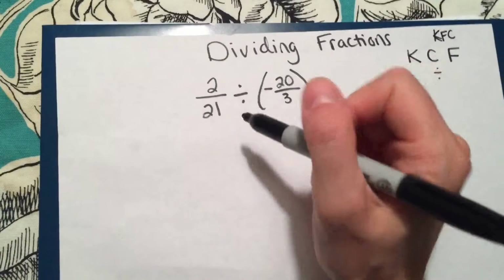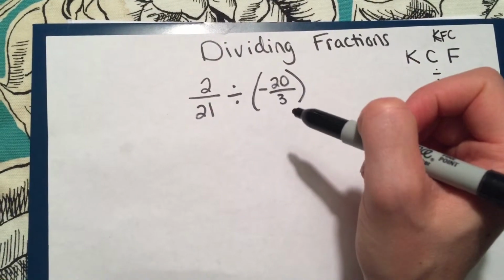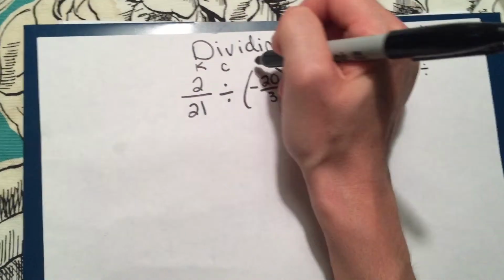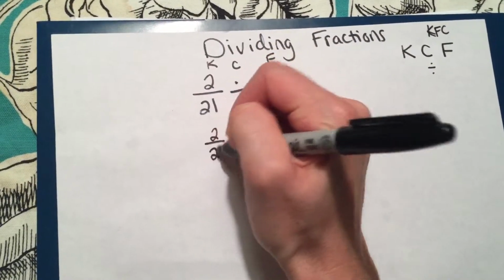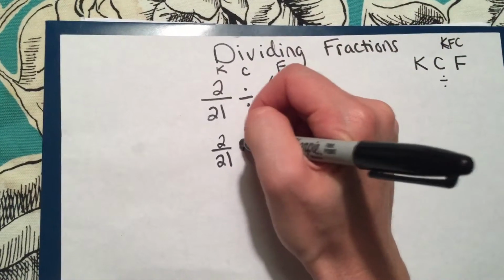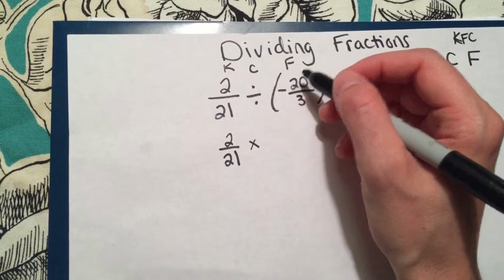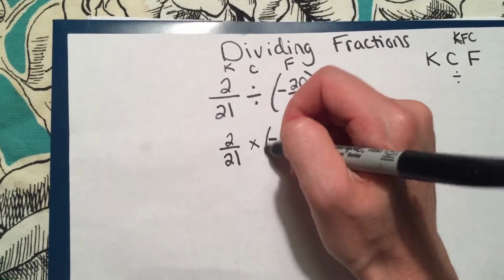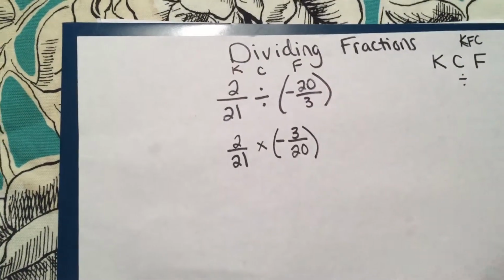fraction. So in this example here, I have 2/21 divided by a -20/3. So I'm going to write my little KCF over the top. And I'm going to, again, keep the first fraction, so I'm just going to rewrite that. I'm going to change division to multiplication, and then I'm going to flip or do the reciprocal of -20/3. Now, the negative doesn't matter, it's still going to stay there, but now this is going to turn into 3/20.